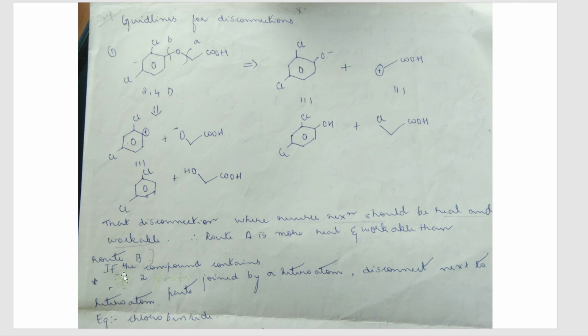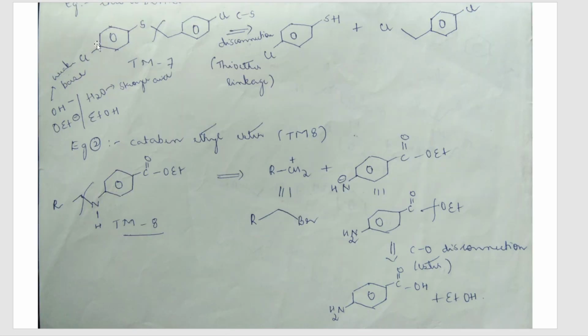The second guideline is that if the target molecule that you're taking contains two parts which are joined by a heteroatom like nitrogen, sulfur, etc., you will disconnect next to the heteroatom. For that, they have shown one example, that is chlorobenzene. Now see here in this example, your compound contains two parts, which are joined by a heteroatom, sulfur. So this is one example like this. Many examples will be there where your compound will have two different parts joined by one heteroatom.